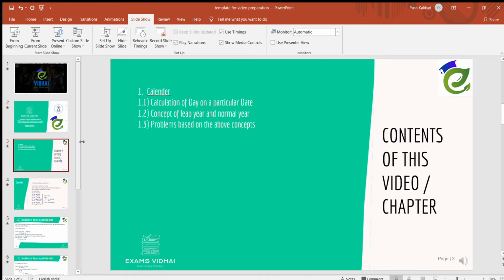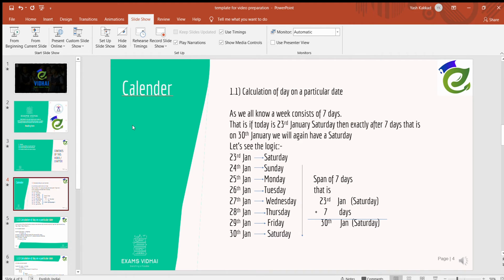In this video, I am going to teach you about the concept of calendar. Then I would teach you about the subtopics of calculation of day on a particular date. Then we would go through the concept of leap year and normal year, and then we would also solve problems based on these above concepts. So let us start with the concept of calendar.